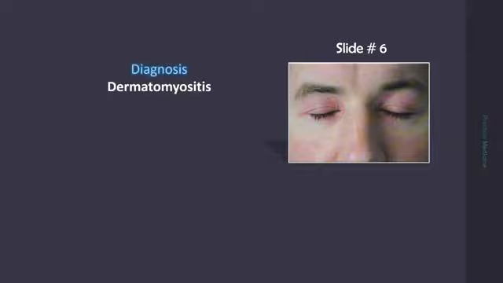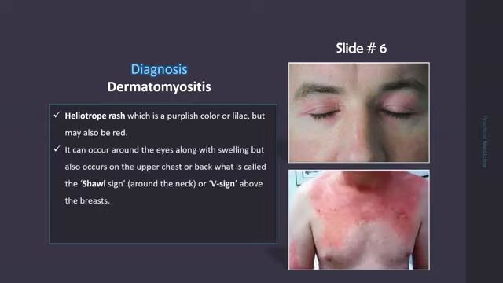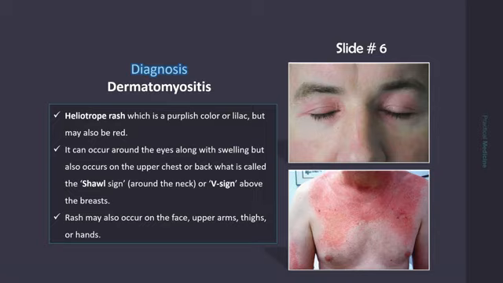This is dermatomyositis, and you are shown the heliotrope rash. Heliotrope rash is a purplish or lilac-colored rash, but it may also be red. It can occur around the eyes with associated swelling, but may be found on the upper chest or back, what is called the shawl sign or V sign. Rash may also occur on the face, upper arms, thighs, or hands.